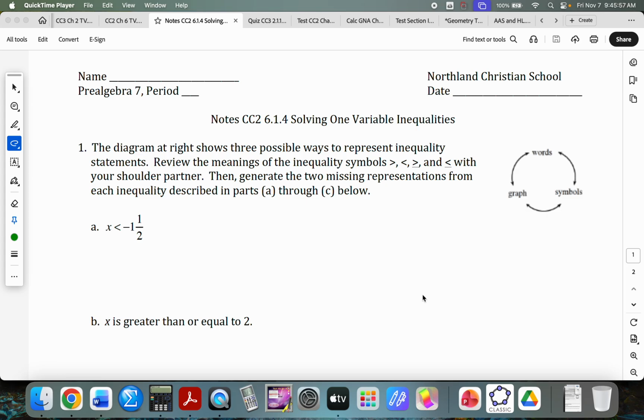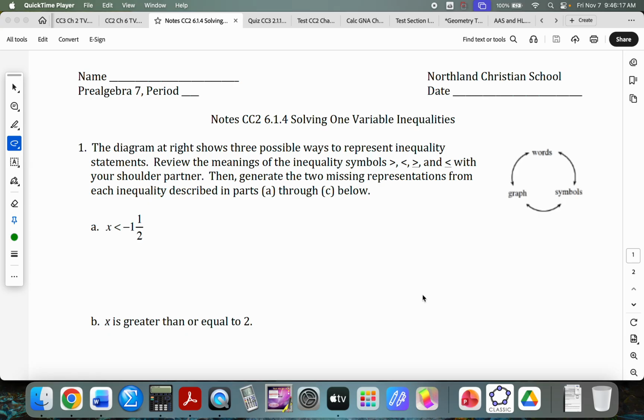Today we're going to continue looking at inequalities. We looked at them earlier this week and then today, but that's going to be it. We won't do a whole lot more with inequalities at this point.